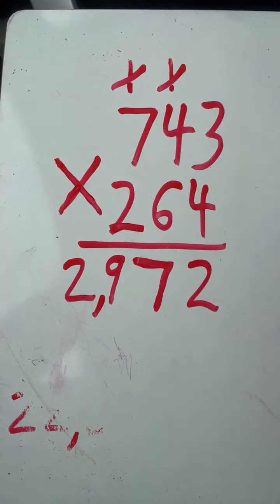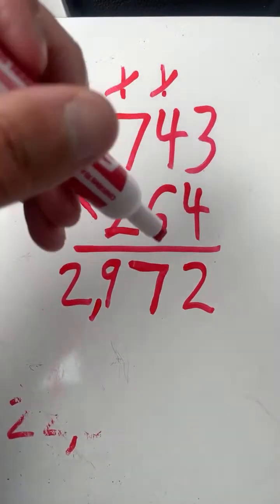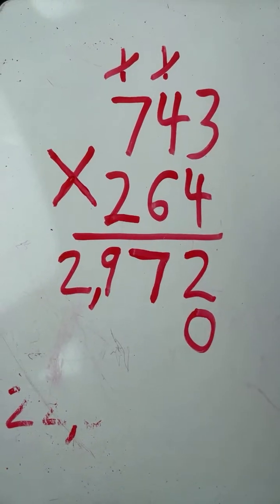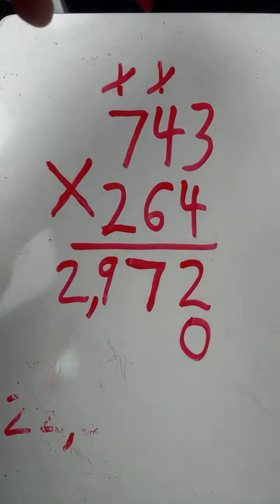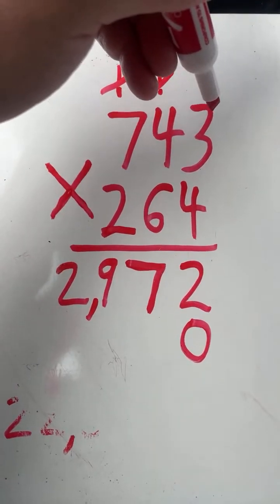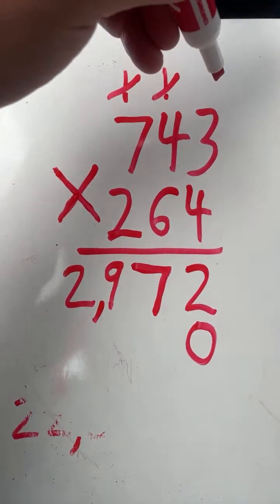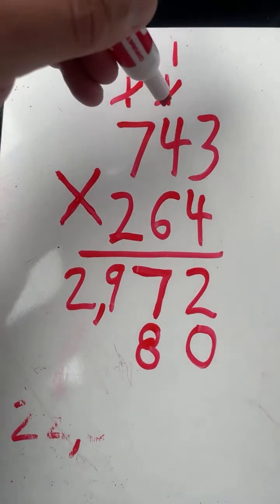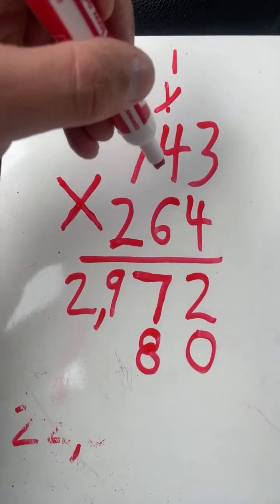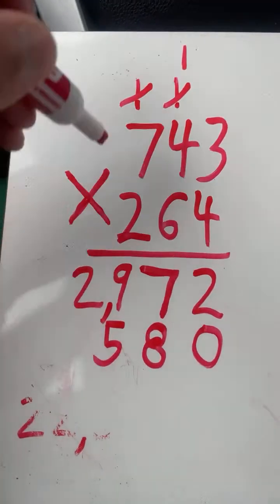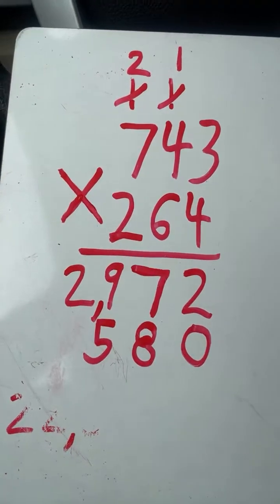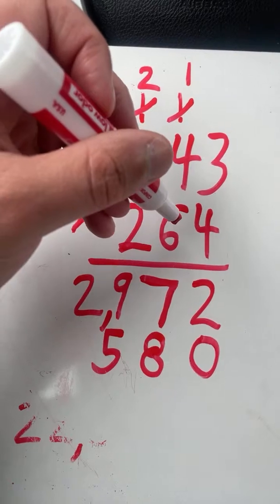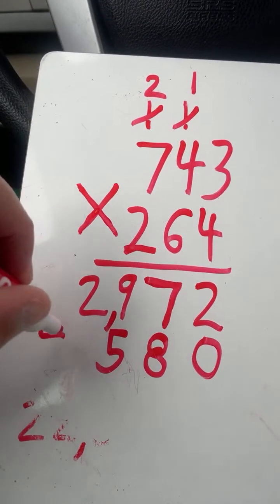All right, now we have to put a 0 in the ones place since both digits in the ones place have already been multiplied. Now we're multiplying the top 3 digits times the bottom digit in the tens place. 3 times 6 equals 18. 8 carry the 1. 4 times 6 equals 24, plus 1 equals 25. 5 carry the 2. 7 times 6 equals 42, plus 2 equals 44.